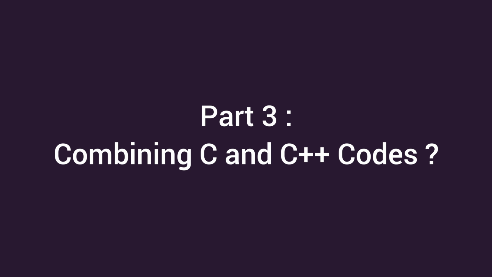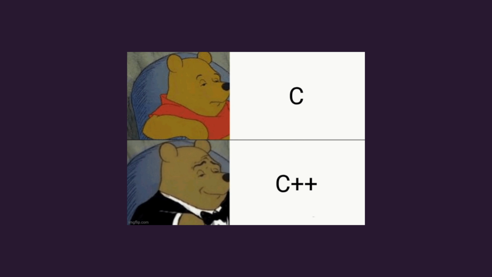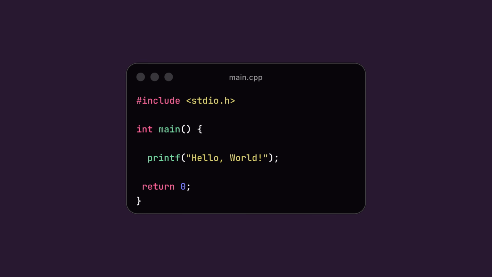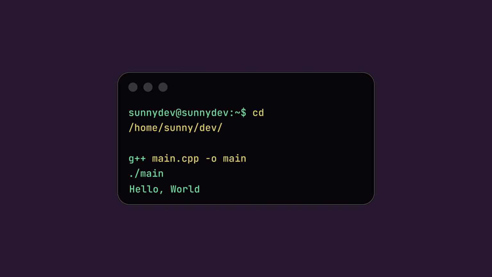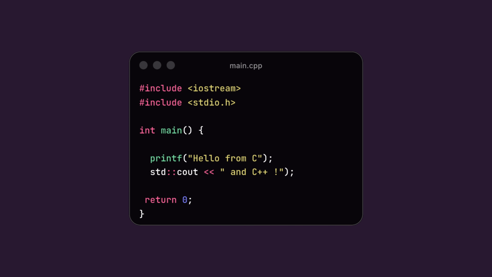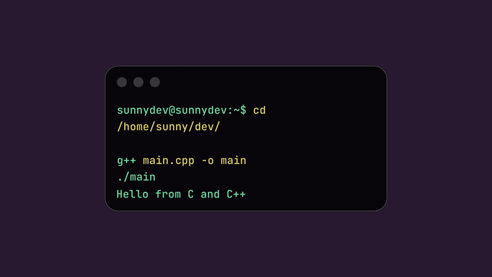In episode 0, I said that C++ is C with modern features. So can we use stdio.h and printf in C++? Yes, you absolutely can. If you take the same C code we used before, but compile it with G++ instead of GCC, it will work perfectly. Can we use both at the same time? Something like this, using iostream and stdio.h and cout together with printf. Will it actually work? Absolutely. That code will output hello world from C and C++.